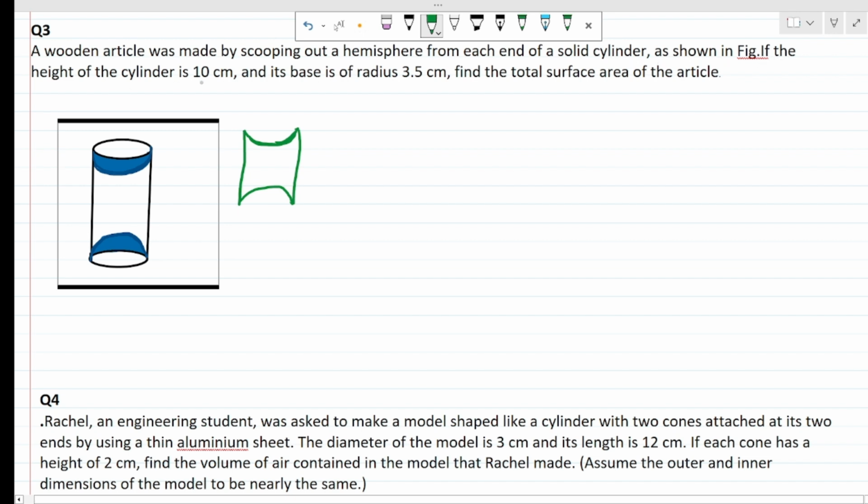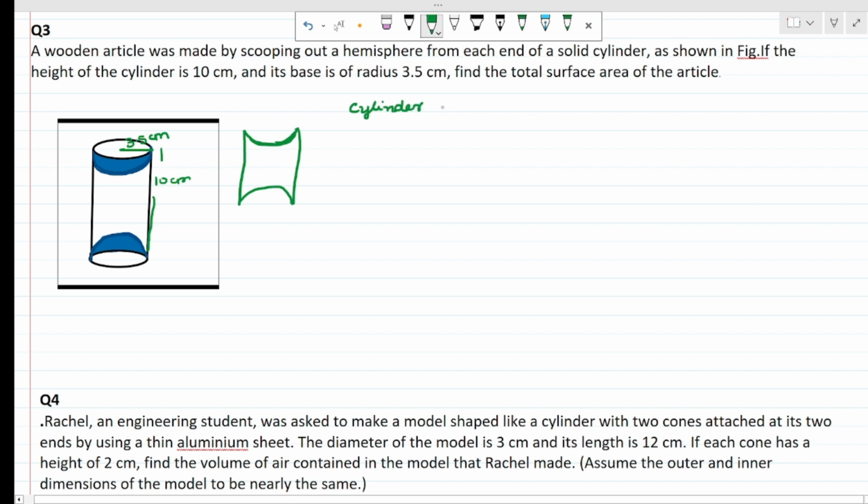If the height of the cylinder is 10 centimeter and the base radius is 3.5, this means this is 3.5 centimeter. Find the total surface area of the article. You need to find out the total surface area of the article. So first of all, write the things which are given for the cylinder.